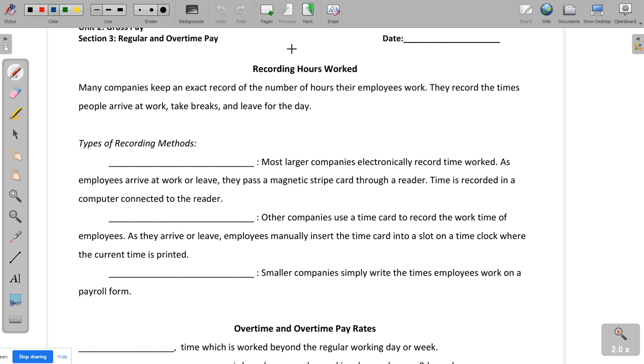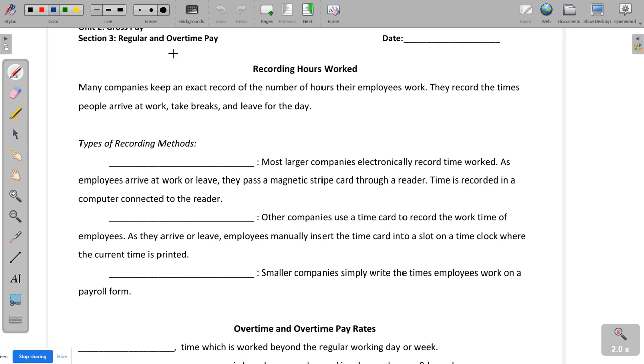Today we are going to be looking at regular and overtime pay. Many companies keep an exact record of the number of hours an employee works. They record times when people arrive, take breaks, and leave for the day. There are several different methods of recording this information.